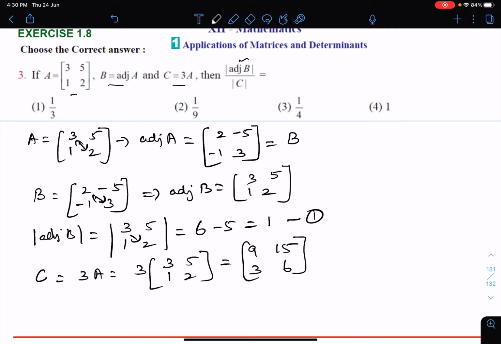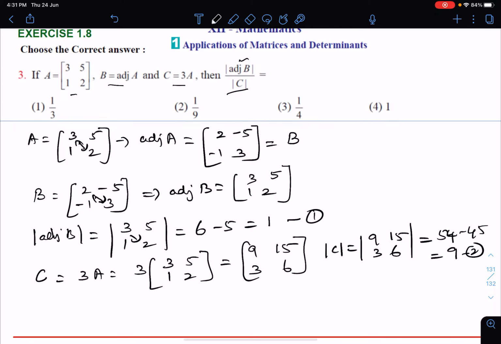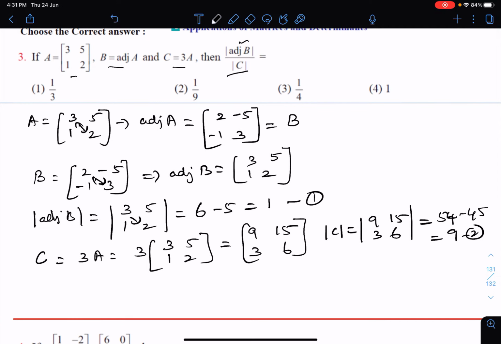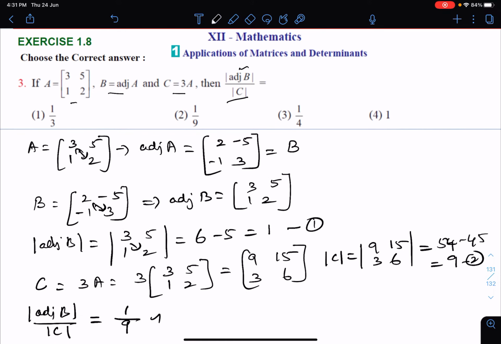We have got only C, and in the question they have asked determinant C. So what is determinant C? Taking determinant 9, 15, 3 and 6 will give you 54 minus 45, that is equal to 9. Now we can consolidate our sum. Therefore determinant of adjoint B by determinant C is going to be 1 by 9. Therefore 1 by 9 is our answer. Where is 1 by 9? Option 2 is our answer for 3.